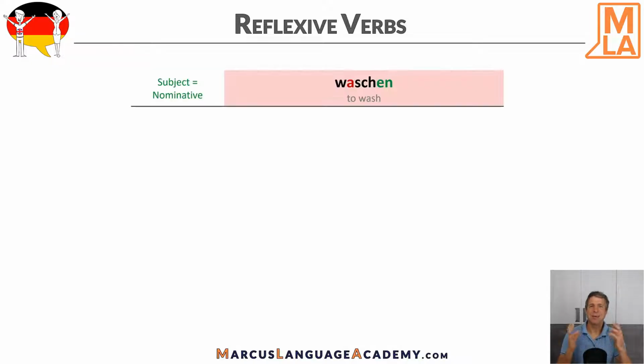First, let's take a verb. For example, waschen. To wash is, first of all, irregular. Therefore, the red color. Waschen is a good example because we can easily turn it into a reflexive verb. And in the infinitive, we say sich waschen. So let's see what it means in its conjugation.